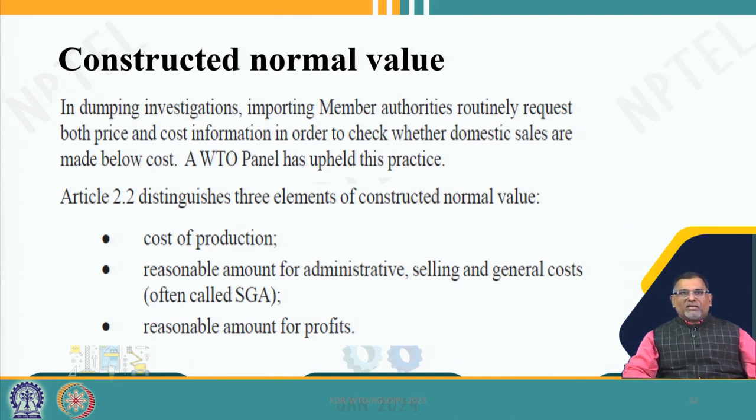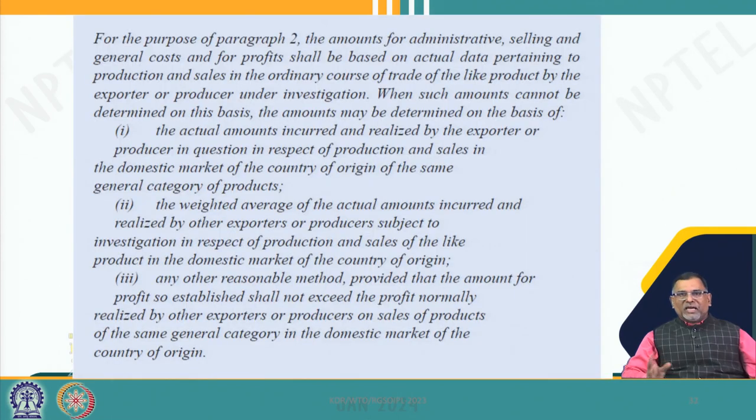and the panel said what the components are to be taken into account for the constructed normal value, which include the cost of production, a reasonable amount of administrative, selling and general costs, and a reasonable amount of profits. These are the three components to be taken into consideration for the constructed normal value under Article 2.2 of the Agreement on Anti-Dumping. And then we can also see how these administrative charges, selling, general costs and profits shall be determined.